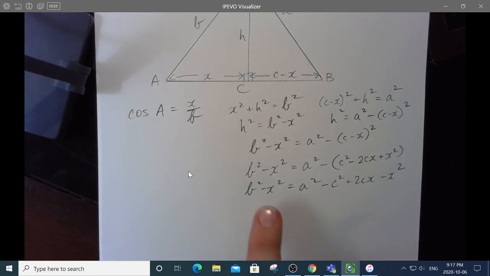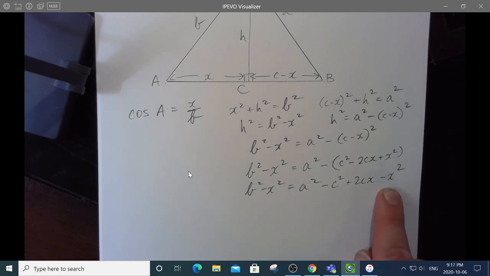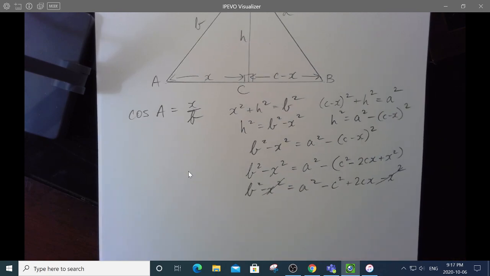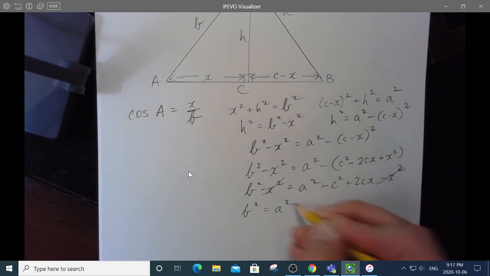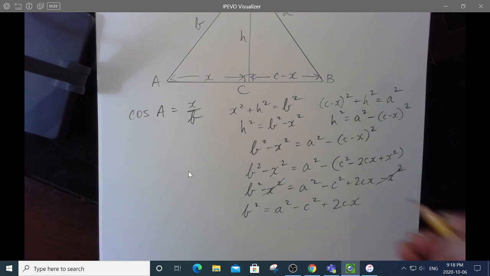Notice that this side of the equation has a negative x squared. Notice that this side has a negative x squared, and that side has a negative x squared. So if I add x squared to both sides of the equation, oh, bye-bye x squared. Ooh, we're real close. We have b squared equals a squared minus c squared plus 2cx, which is really close to what we want. I just don't want that last x in there.